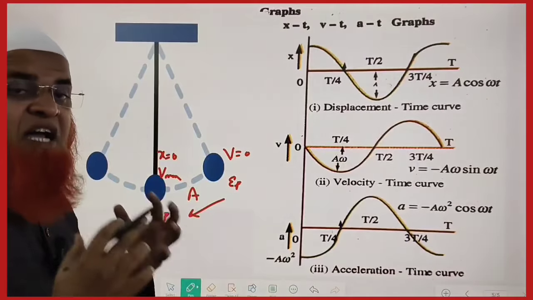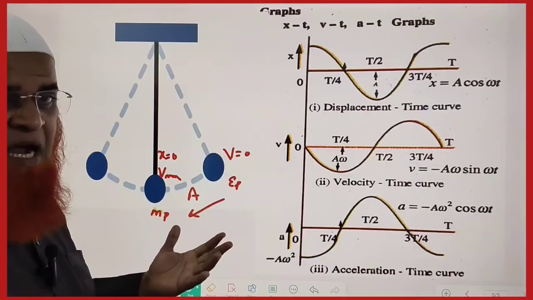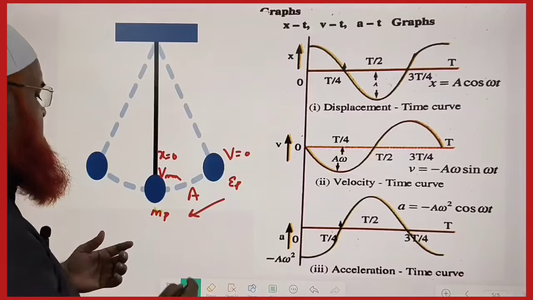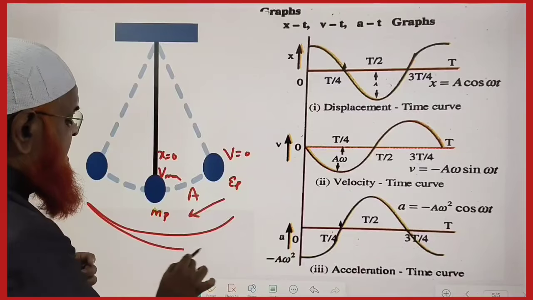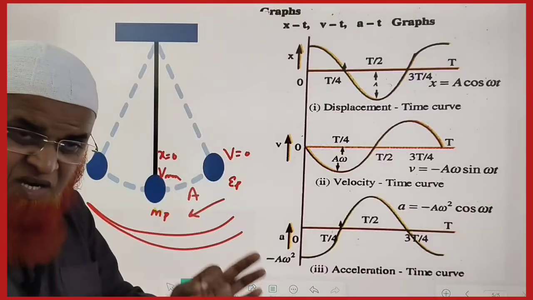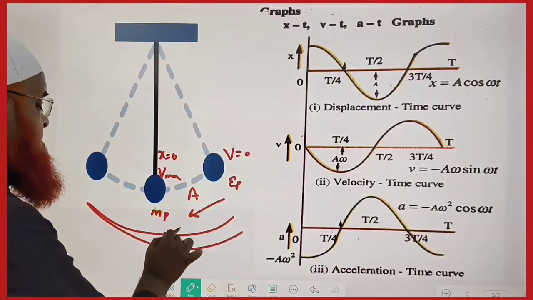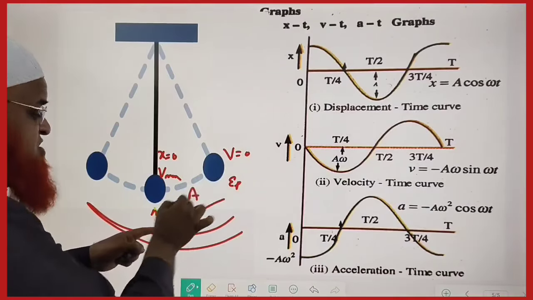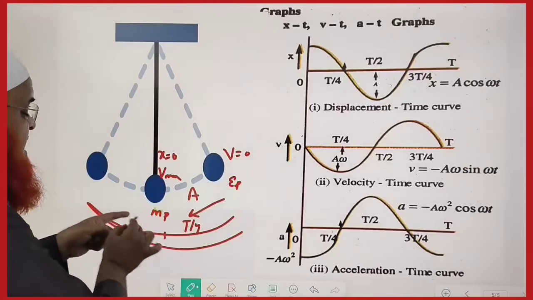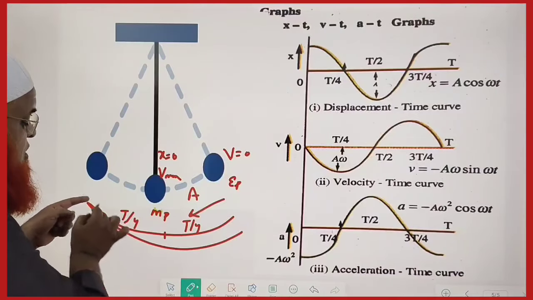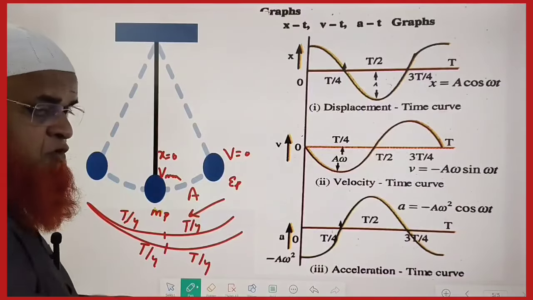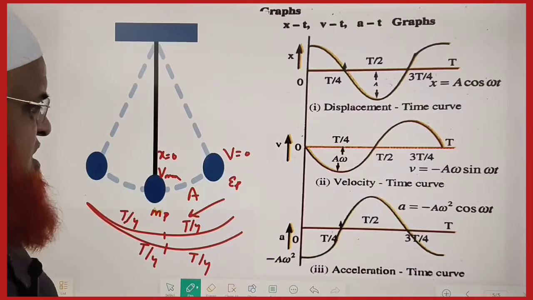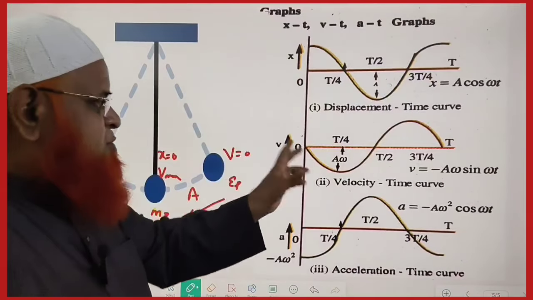So here the time period for one oscillation is taken as capital T. That means it starts from here, goes to another extreme point, and comes again to the previous position, which is called the starting point. Therefore, from extreme to mean it is taken as T by 4, and again from mean to extreme it is T by 4. Again extreme to mean it is T by 4, and this is one more T by 4. The total time period is taken as T here. So therefore, this is displacement and velocity.